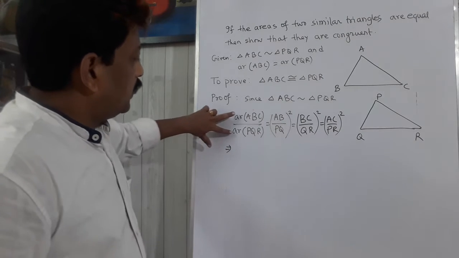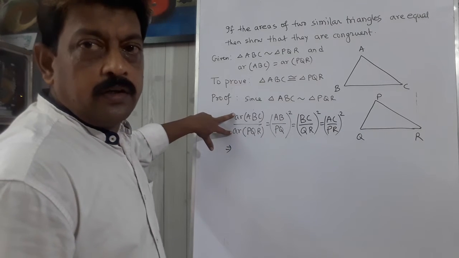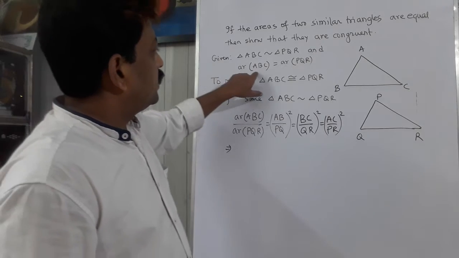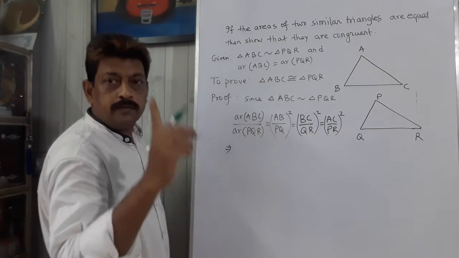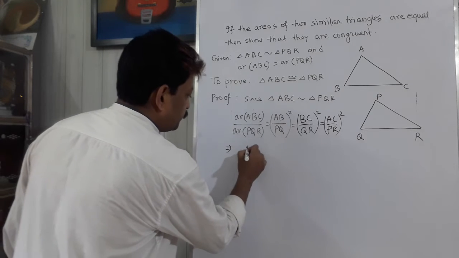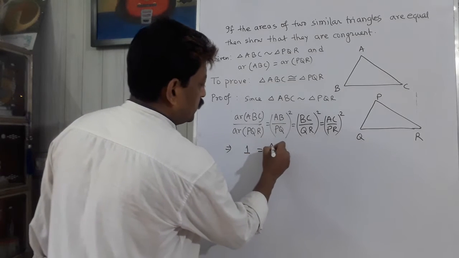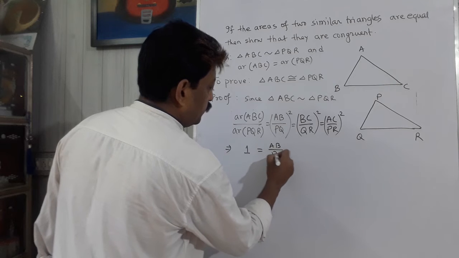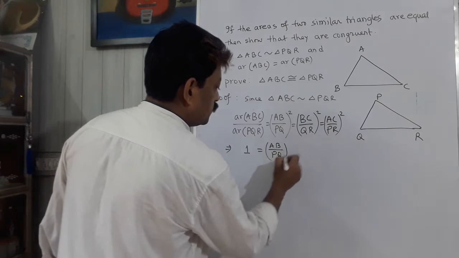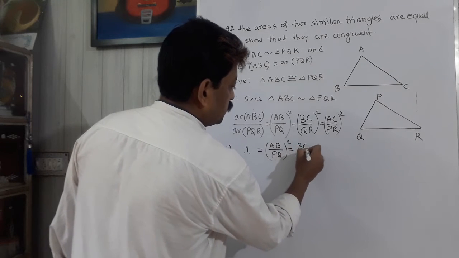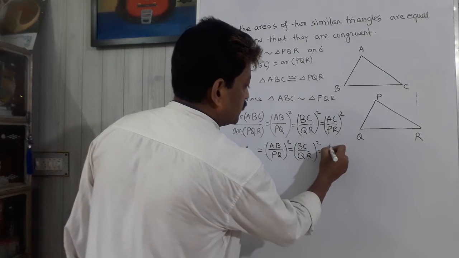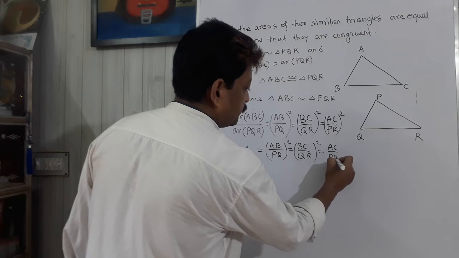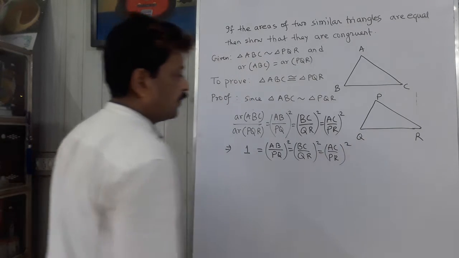Now the areas of both the triangles are equal. Area of triangle ABC and area of triangle PQR are equal, so their ratio will be 1. So 1 equals AB upon PQ whole square, equals BC upon QR whole square, equals AC upon PR whole square.